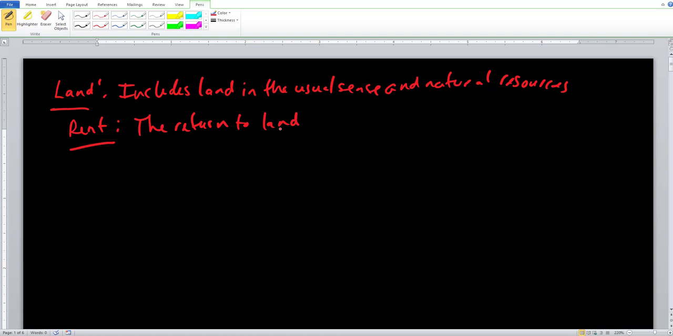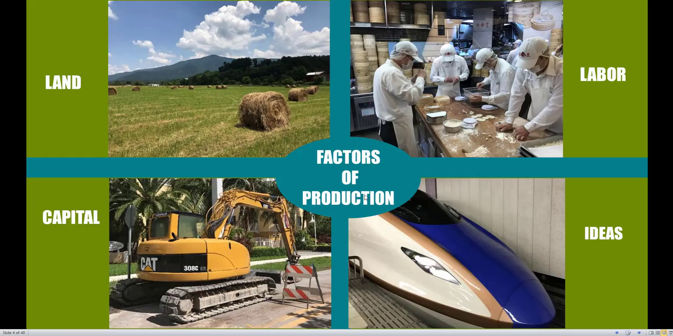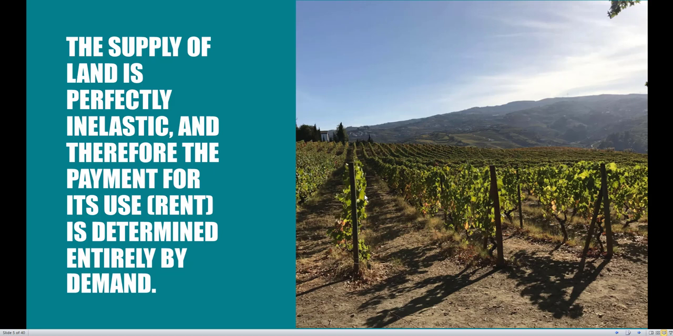So we can't necessarily build up more land. The land that we have here on planet Earth is the amount of land that we have for the rest of time, until we pretty much destroy planet Earth. The supply of land is going to be seen as finite. Because the land is finite, that means the supply is going to be perfectly inelastic.